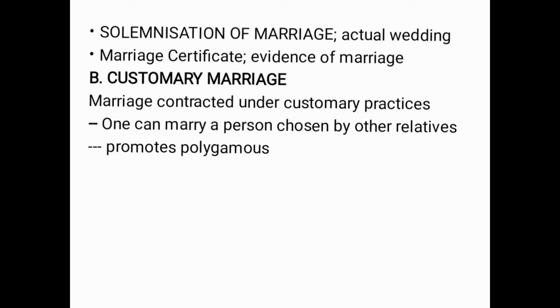We move on to the customary marriage. This one is very simple. Marriage contracted under the customary practices. Here, there are things which happen, like a person can even marry someone chosen by relatives. Your mother will just come, I want you to marry this one. You marry under customary marriage. It promotes polygamy. In customary marriage, you can marry more than one wife. Have 4, 5, 7. So, that's a customary marriage.